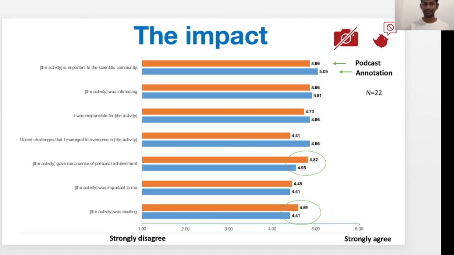And they had faced some challenges, which they again managed to overcome during this process. They also thought it was important for them, and it was an exciting thing. And most importantly, both podcast and annotation activities gave them a sense of personal achievement, which is a really good experience for an undergraduate.